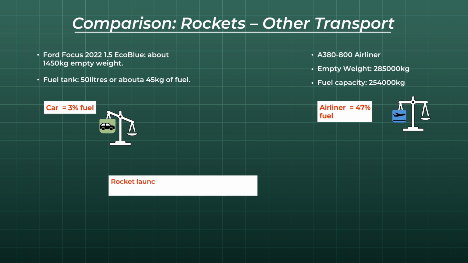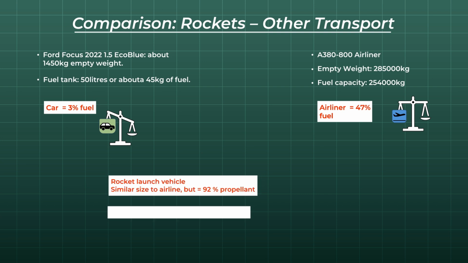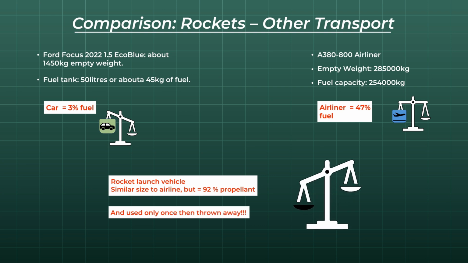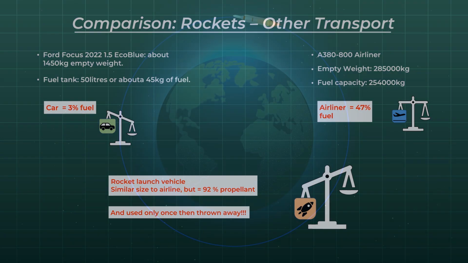That's a bit more. But completely overpowering all of this, a rocket launch vehicle going into space needs to carry more than 50% of its overall mass as propellant. That's huge in comparison to other forms of transport. And it's only used once, then it's thrown away.